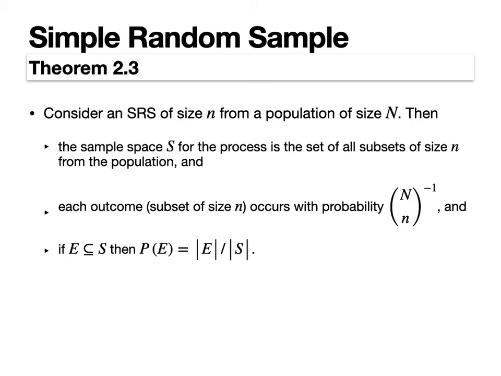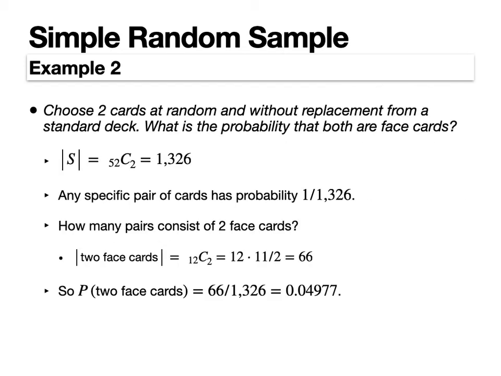And then finally, as before, because outcomes are equally likely, if you have any subset of the sample space, the probability of that subset would just be the cardinality of that subset divided by the cardinality of the sample space, which in our case is going to be, again, N choose little n. So we'll see this theorem in action right away.